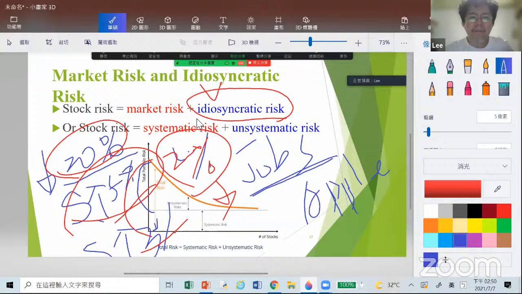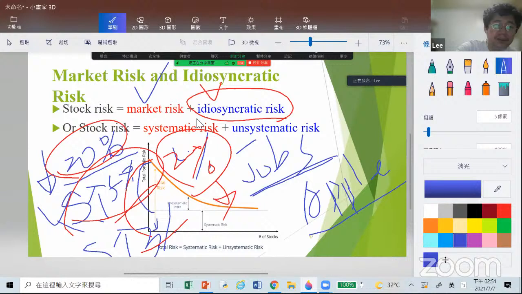Then how about market risk? Market risk means it will affect all the companies, no matter who you are. For example, COVID-19. Nobody expected this. It affected all the companies all over the world, not just Apple. It also affected Samsung, also affected Xiaomi. You cannot avoid this part.